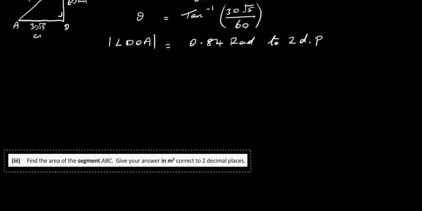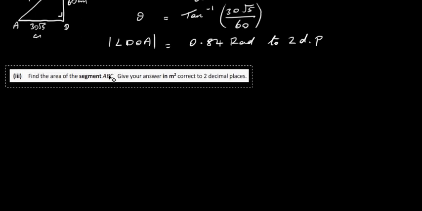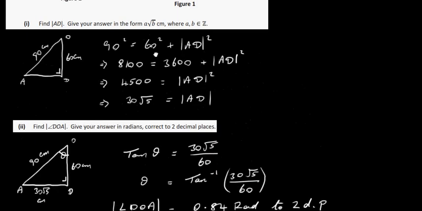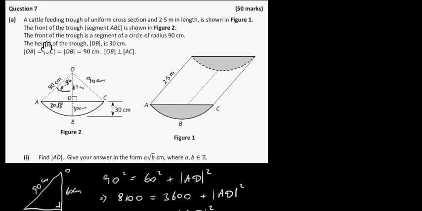Find the area of the segment ABC. Give your answer in meters squared, correct to 2 decimal places. So the segment, now remember what a segment is here. They actually say that in the question here. The front of the trough is a segment. So this part here is the segment. This whole area here is a sector.